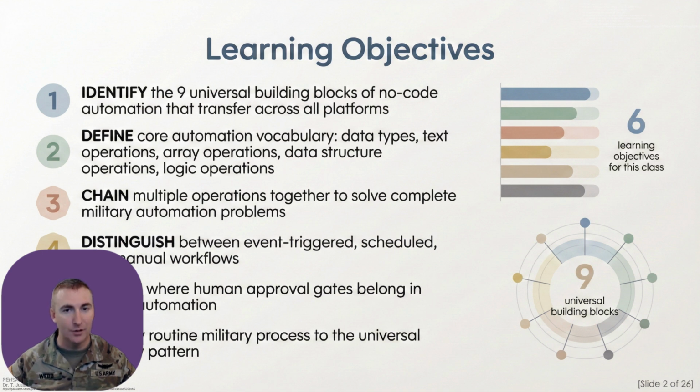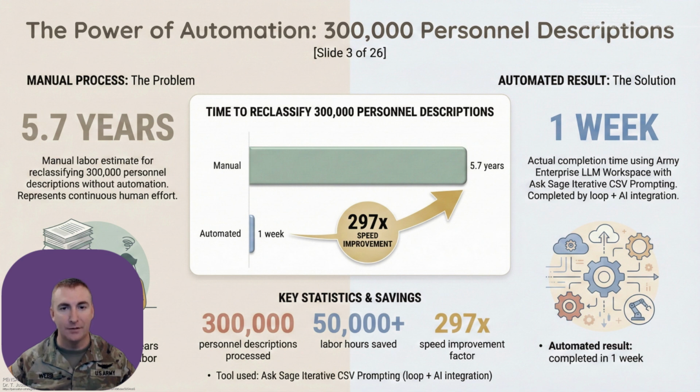So what does a 297 times speed improvement actually look like? 5.7 years versus 1 week. Same task, same data. The only difference, understanding.